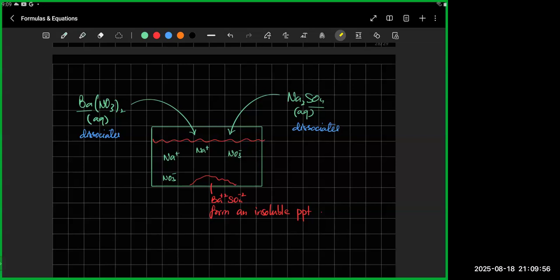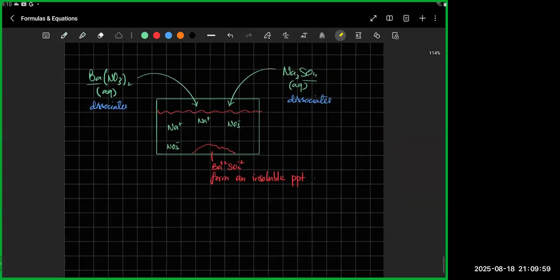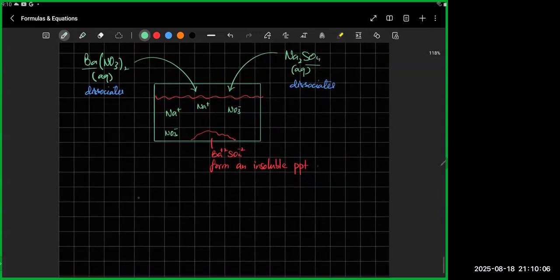So this is what happens when sodium sulfate and barium nitrate mix together. The description is pretty easy. Number one, as a description, you mix sodium sulfate aqueous, any amount, with barium nitrate aqueous. What you're going to do is stir, just to mix them. Stir and mix.